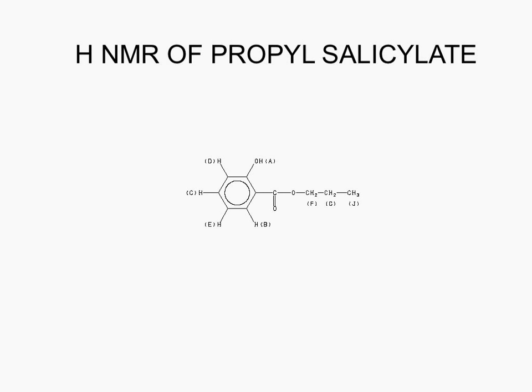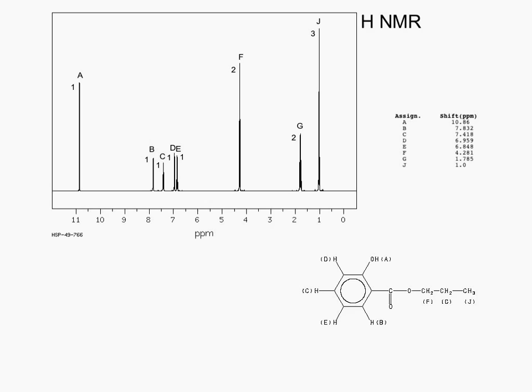We will be examining the proton NMR of propyl salicylate. Okay, as you can see from this spectra, there are 8 different signals to be interpreted. These 8 different signals represent that there are 8 different protons in this structure. Whether or not a proton is the same or different depends on the surrounding atoms of the proton.